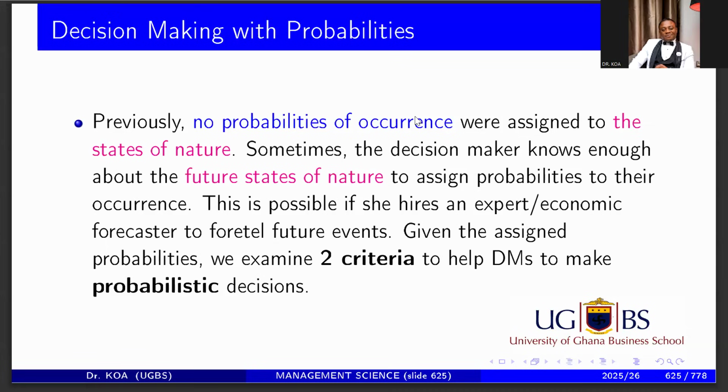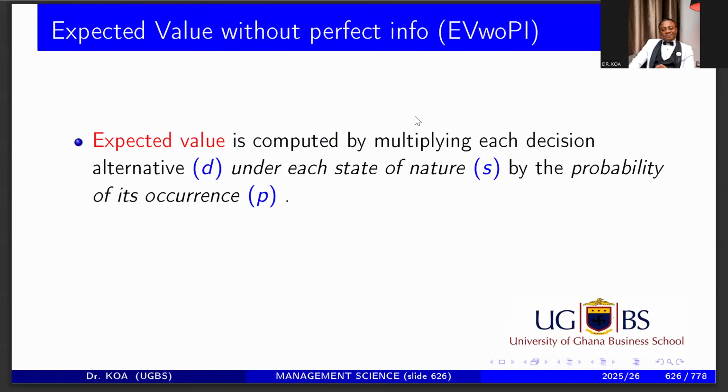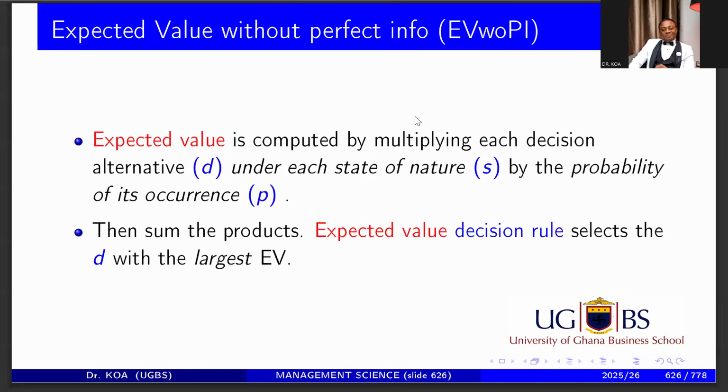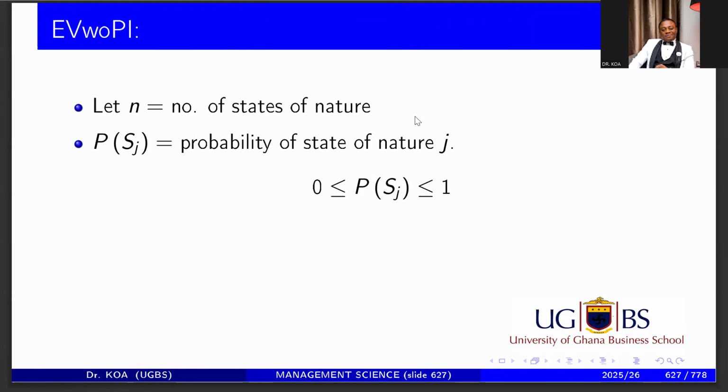So you can hire an economic forecaster to forecast that, and there's a criteria for doing that. The economic forecaster can come out with the probability that the economic condition is going to be poor, or the probability that the economic condition is going to be good. The moment you bring probabilities into the picture, now we are in what is known as the expected value approach. The expected value approach will require that we have a state of nature.